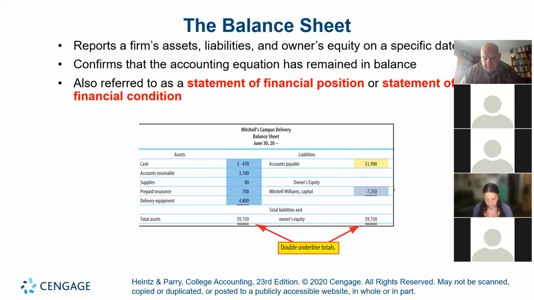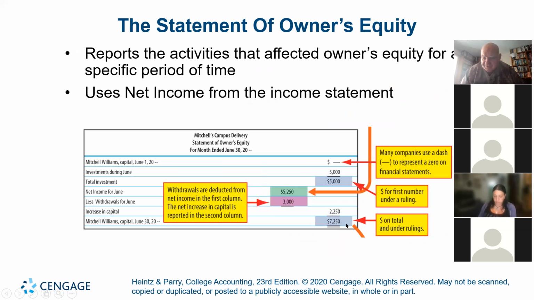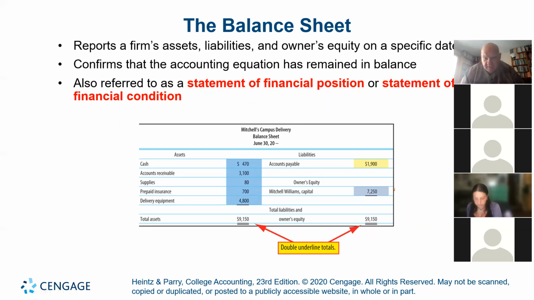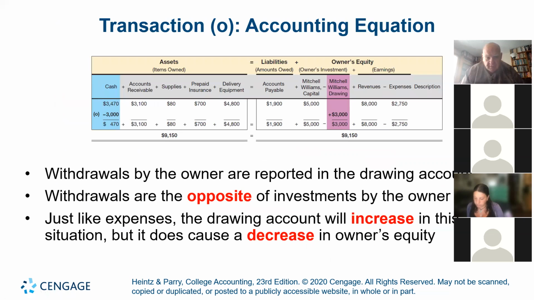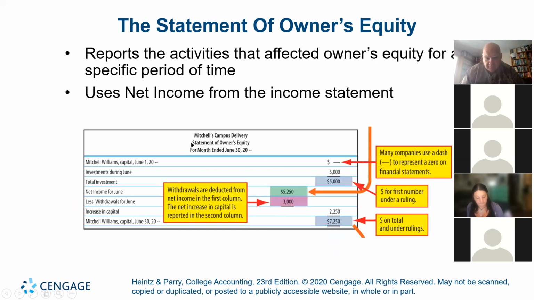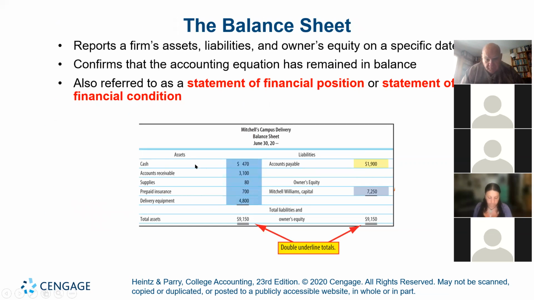Again, where did we get these numbers? Well, the 7,250 we got from the second statement, the equity statement. Where did we get this 1,900? Where did we get this 470 for cash? Again, it goes right back to the accounting equation. Here it is right here: 470, 3,100, 80, 700, 430. You go 430, 3,100, 80, 700.